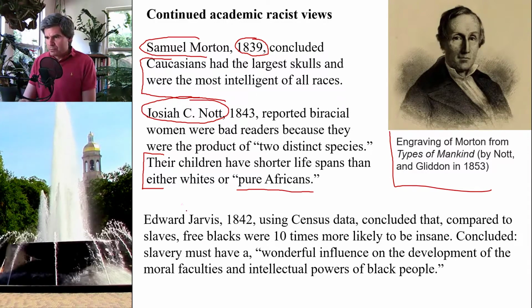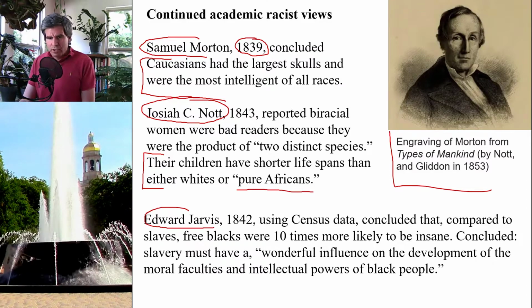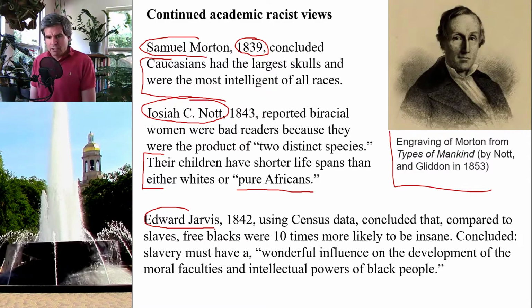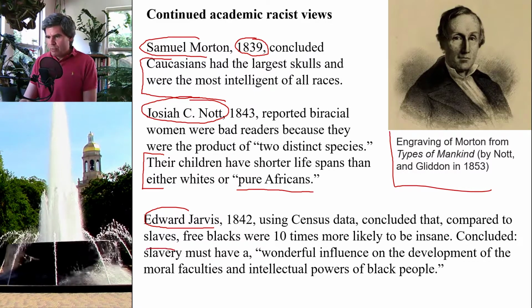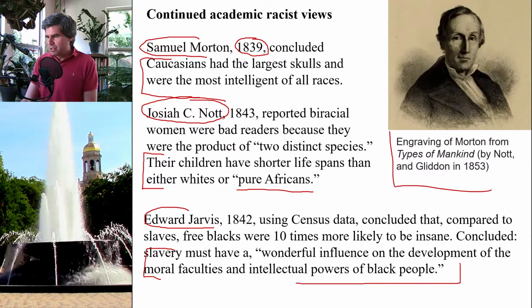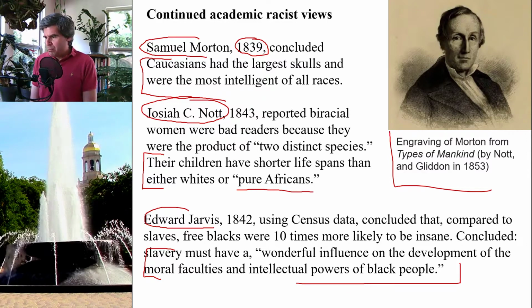And then another example here, Edward Jarvis, another academic publishing research regarding race. He looked at census data from the United States, and he found that census data reported that free black people in the North were 10 times as likely to be insane than enslaved black people in the South. And so he concluded slavery must have a wonderful influence on the development of the moral faculties and intellectual powers of black people. So he concluded that black people benefited from slavery.